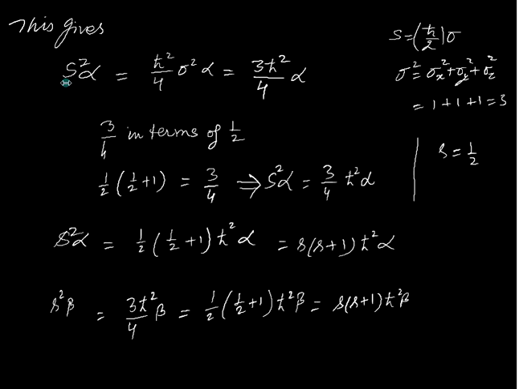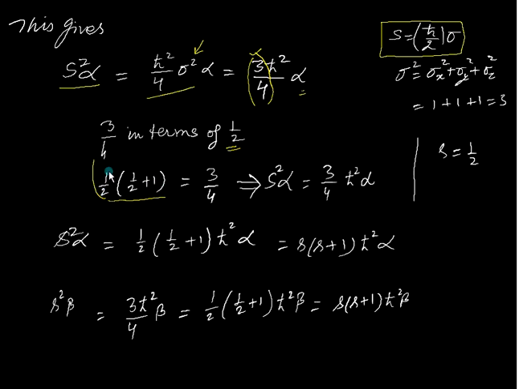Now S square alpha gives h cross square upon 4 into sigma square alpha. You know that S is equal to h cross by 2 sigma, right? When you put this value in S square, this is equal to h cross square by 4 sigma square alpha. Sigma square, you know, is 3, so the value is 3 h cross square divided by 4 into alpha. Now we have to convert it in terms of the spin vector S. So this 3 by 4 we can write as 1 by 2 into 1 by 2 plus 1.